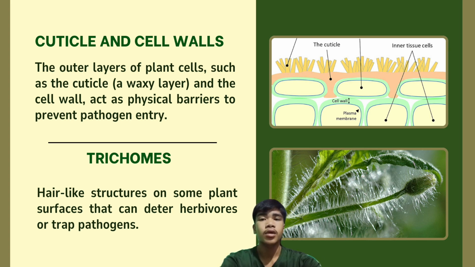Next, trichomes protect plants by acting as physical barriers against pests, secreting toxic or antimicrobial compounds to deter herbivores and pathogens, and limiting direct contact with pathogens. They also reflect UV rays and reduce water loss, indirectly supporting plant immunity.